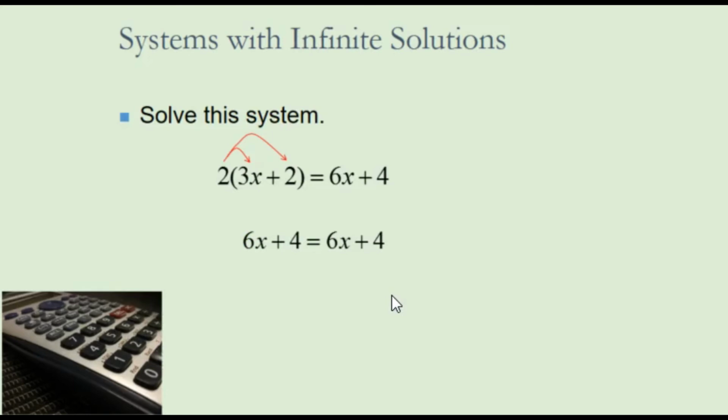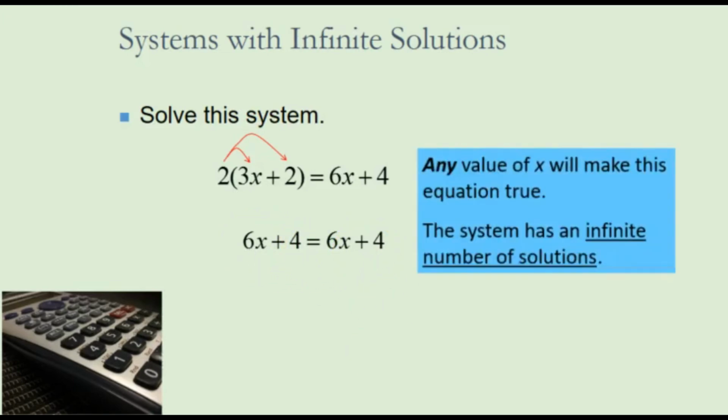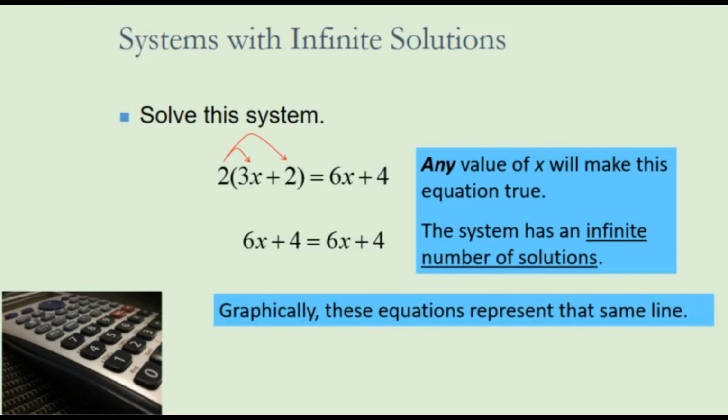In all cases, these are true equations. This is an identity and leads us to the conclusion that any value of x will make this equation true. Our conclusion then for the solution to this system is that there are an infinite number of solutions. An equation that's always true indicates there is an infinite number of solutions, and graphically these equations represent the same line that coincides graphically.